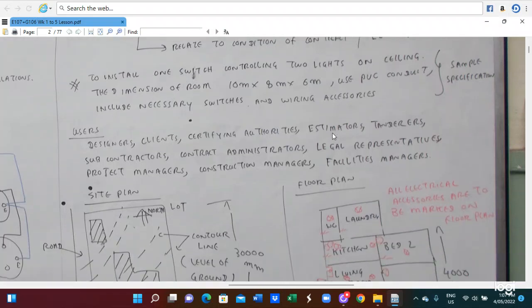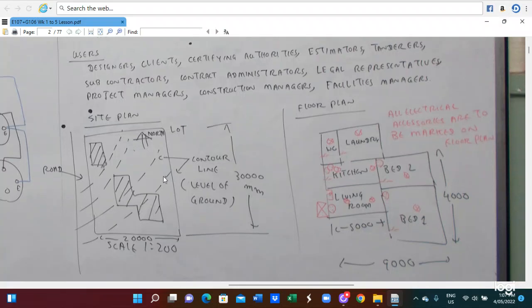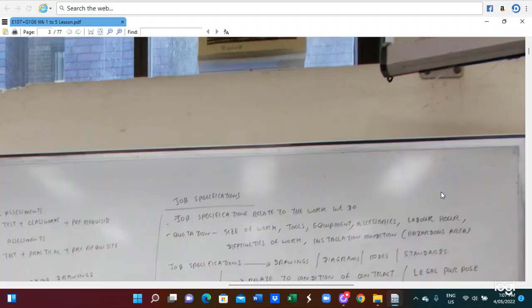The users are the designer, client, certifying authority, estimator, tenderer, subcontractor, contract administrator, legal representative, project manager, construction manager, and facility manager. Before you do things, we use the scale 1 to 200 for the site drawing. This is the location of the building and the control level of the ground and the site. And for the floor plans, after you draw the site plan, you have to draw the floor plan for your building. In this case, laundry, kitchen, bathroom, and bedroom are provided on the floor plan.